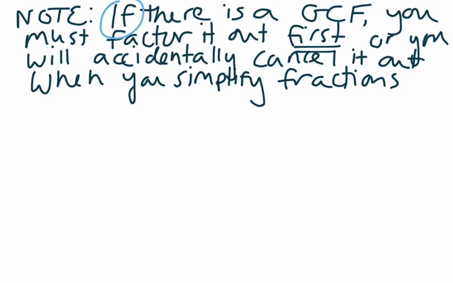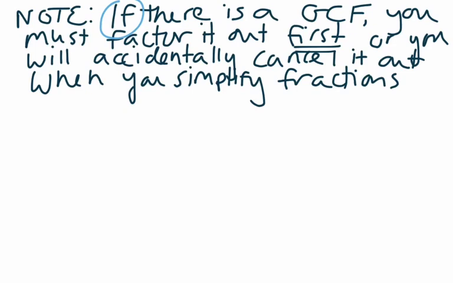If there is a common factor, you want to grab the greatest one. You must factor it out first, or you will accidentally cancel it out when you simplify the fractions. It's probably the worst drawback of this method that you can end up losing the common factor if there is one. So you want to train yourself to always look for a common factor first.